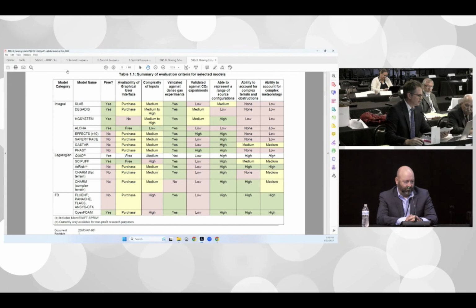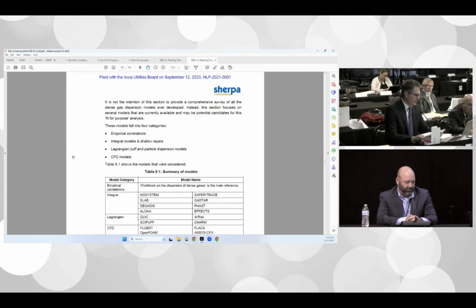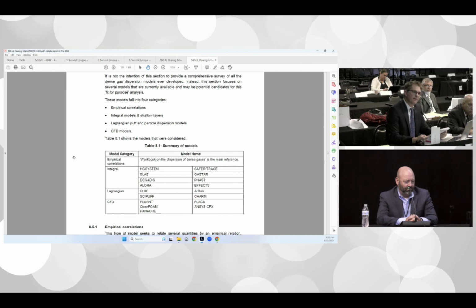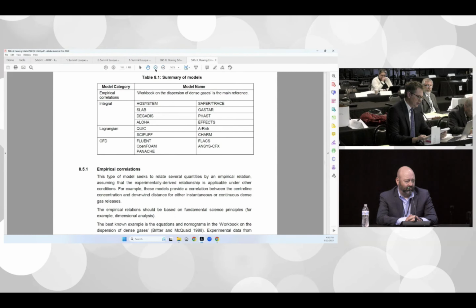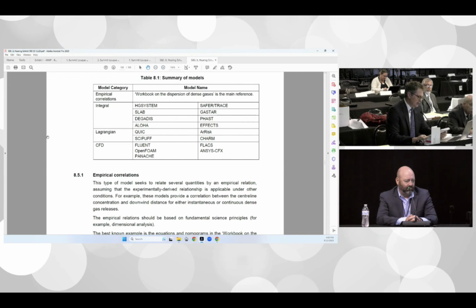If we could go to page 108, please. Do you see in table 8.1 that both FAST and SLAB are listed in the integral model category? Yes. And does integral mean anything specific to you? It does not. Do you understand that both FAST and Canary assume the Gaussian distribution, and that they both suffer from the same weaknesses we've discussed in dealing with complex terrain and complex meteorology? As far as the effects of complex terrain, I understand. Meteorology, I couldn't comment. I would offer LO580, please.